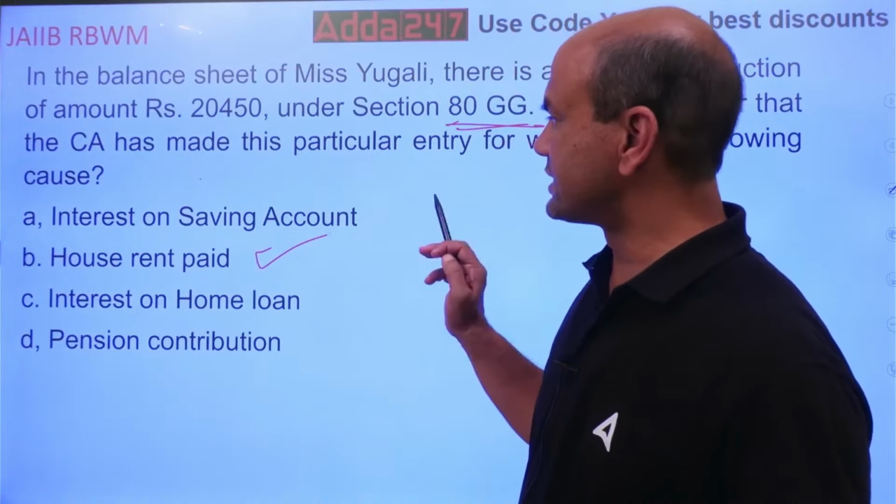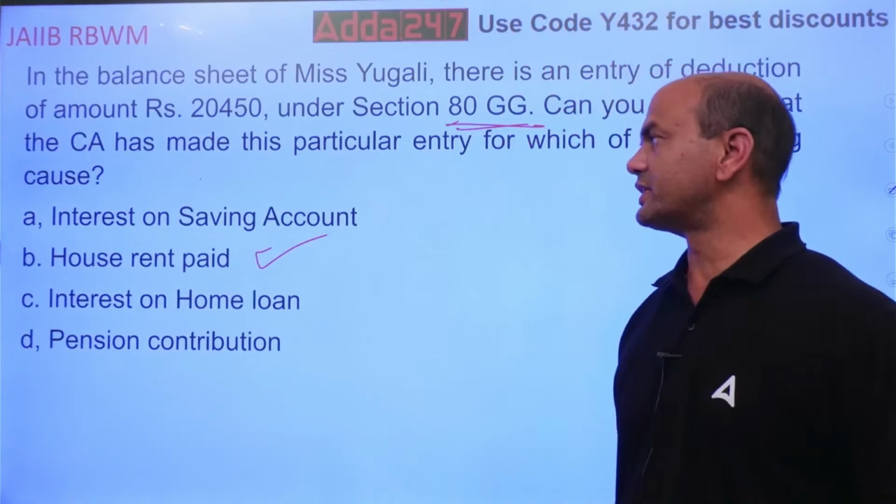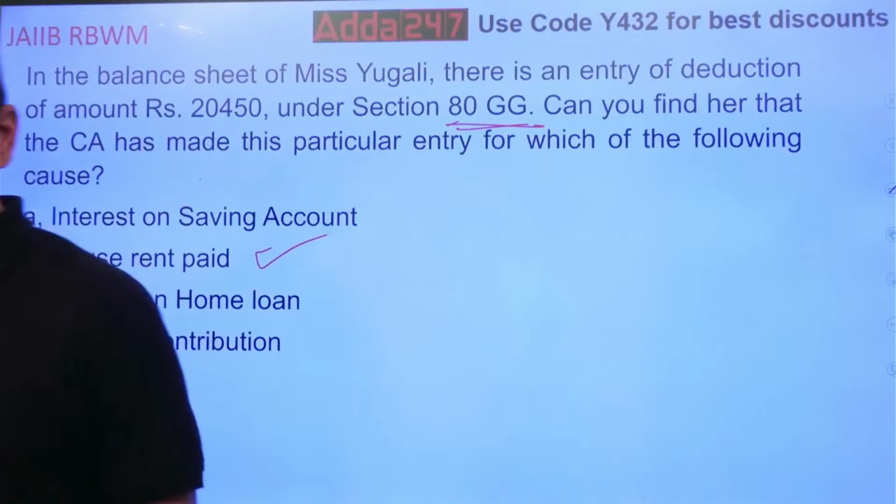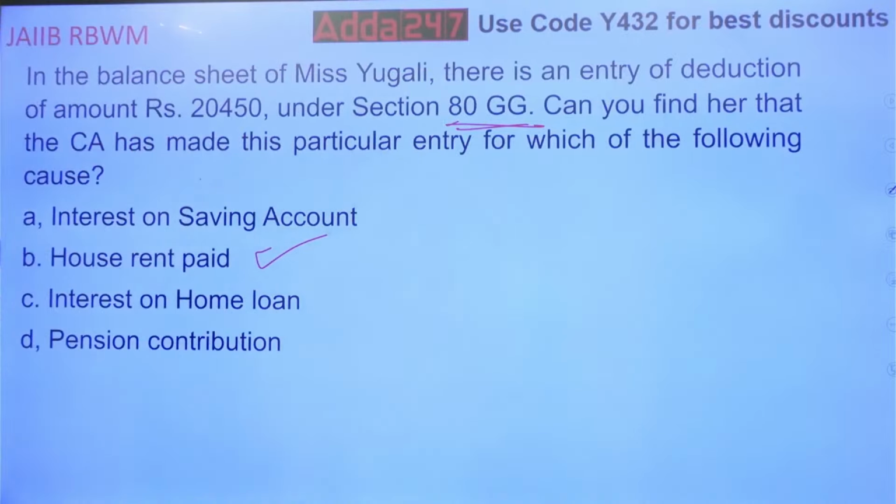Now the various sections available over here are: interest on savings account is under the section of 80TTA. 80GG is for house rent paid. 80CCD is for pension contributions. And interest on home loan is under 80EE.